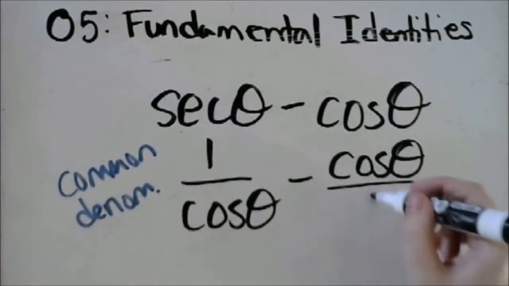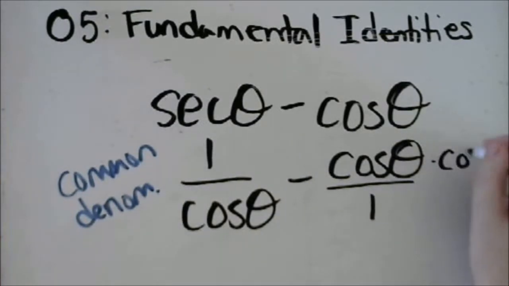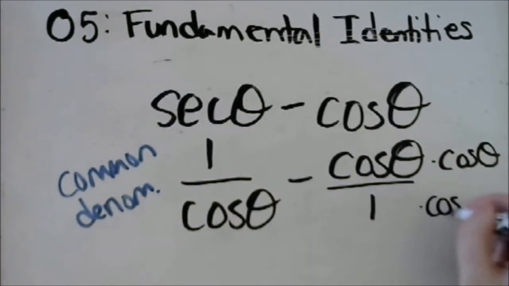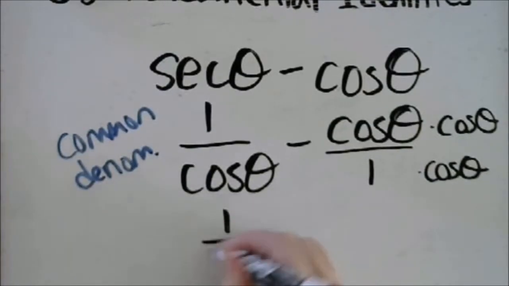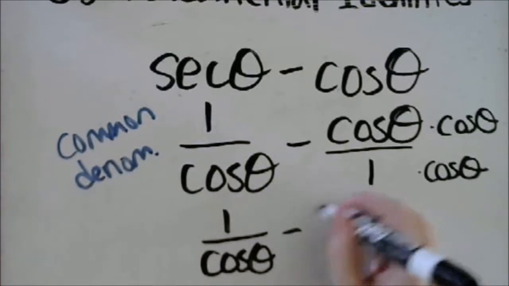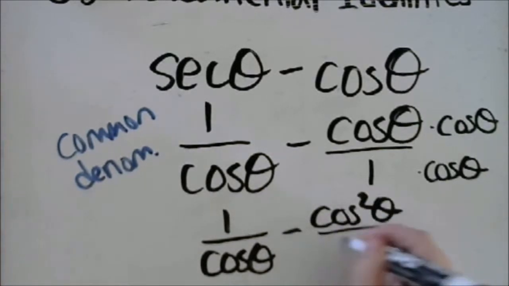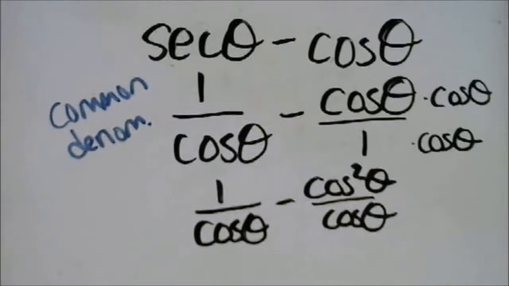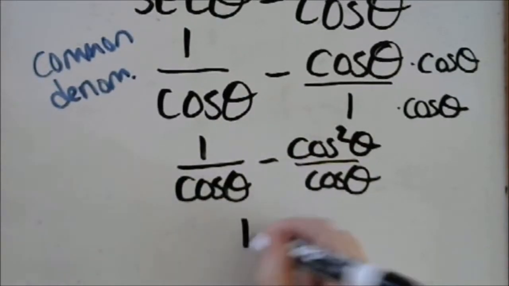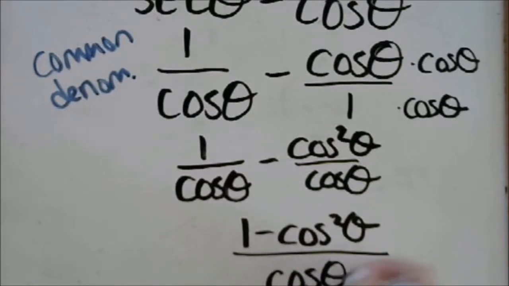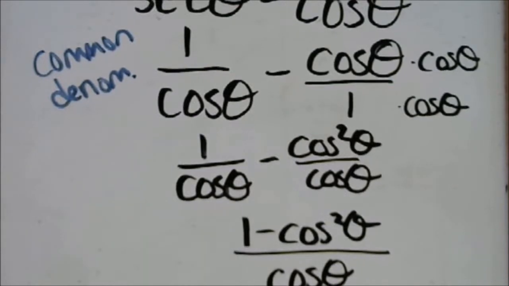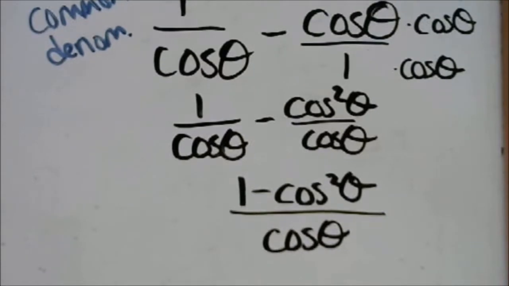Give cosine a denominator of 1 and multiply both numerator and denominator by cosine. This gives us the new expression 1 over cosine theta minus cosine squared theta over cosine theta. Now that the denominators are common, we can rewrite this as a single fraction. And we're ready to utilize another strategy. In an expression with squared values, we want to consider the possibility of using a Pythagorean identity.